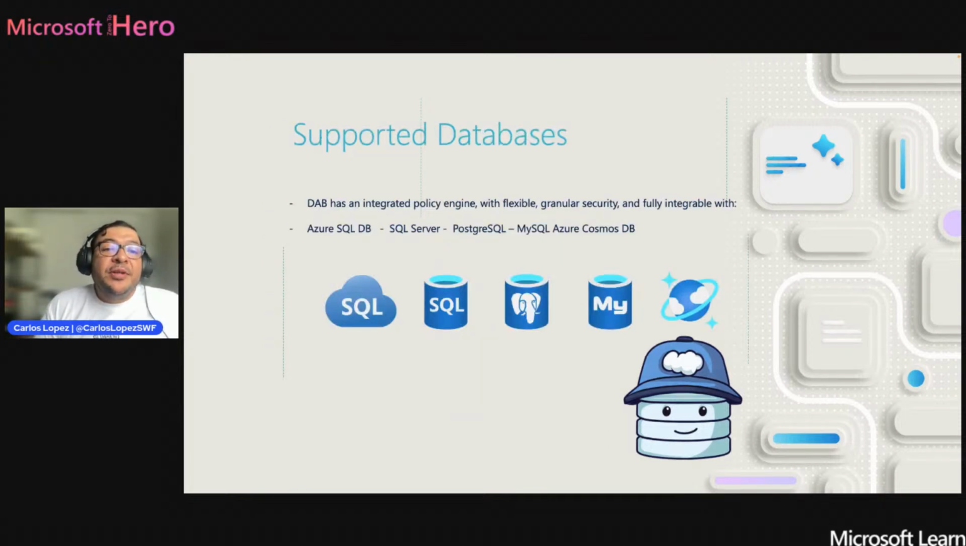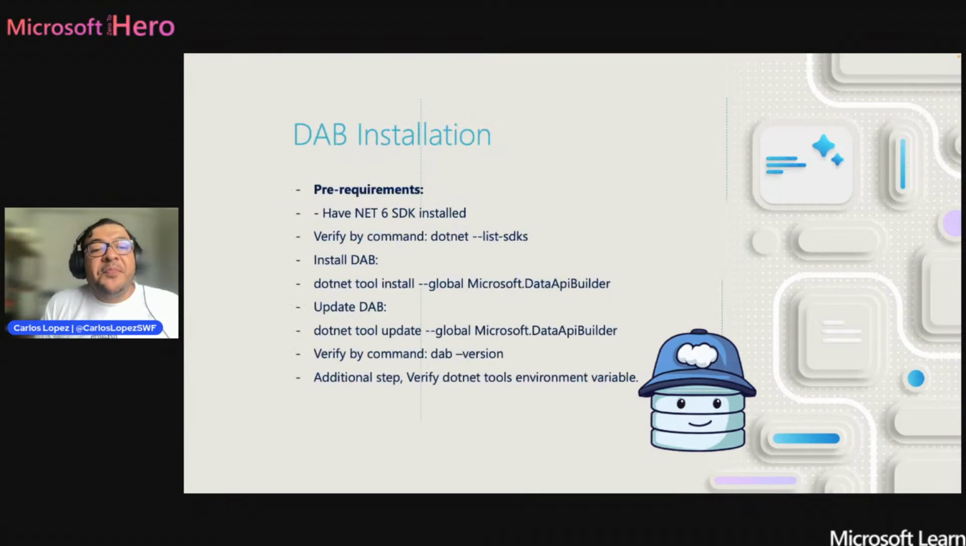The supported databases that allow you to connect to REST and GraphQL are Azure SQL, all the products for container SQL or whatever SQL Server that you have in Azure, MySQL, Postgres, and Cosmos DBs. So basically, that's the Cosmos vision for DAB, to control all the databases with DAB.